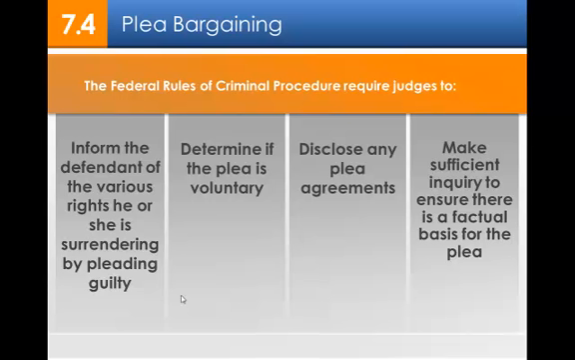And these are the rules for the federal judges. They have to inform the defendant of the rights that they're surrendering by pleading guilty: right to trial by jury, right against self-incrimination, everything else. They have to determine that the plea is voluntarily made. Any agreements between the prosecutor and defense. And there has to be a factual basis for the plea. Okay.